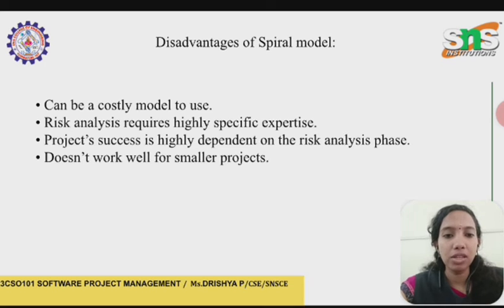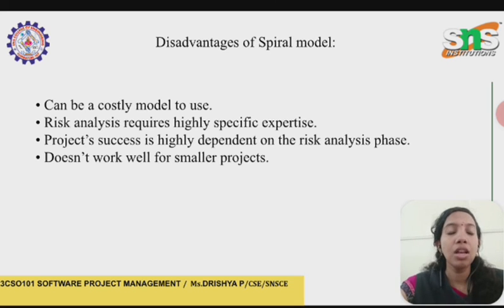And we are going to the disadvantages. Every model has its advantages and disadvantages. The disadvantages of the spiral model are that it can be a costly model. It is very costly to use in different areas like prototype 1, 2, 3, and risk analysis requires highly specific expertise. Project success is highly dependent on the risk analysis phase, but it doesn't work well for smaller projects.